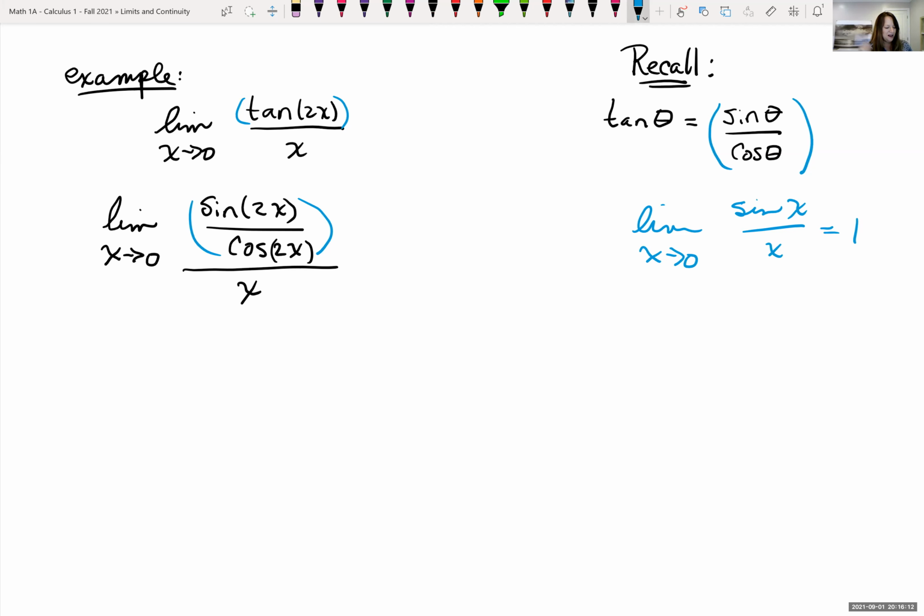While I was writing that, I thought to myself, really what you should do before you even jump into this is direct substitution. But if we plugged in 0 wherever we saw an x in here, we would get tangent of 2 times 0, which is tangent of 0, all over 0. Well, tangent of 0, if you write it as sine over cosine, sine of 0 is 0, cosine of 0 is 1, and 0 over 1 is 0. So this is 0 over 0.